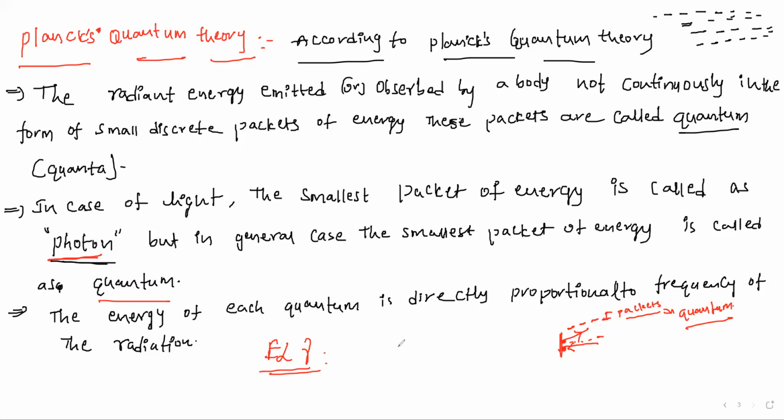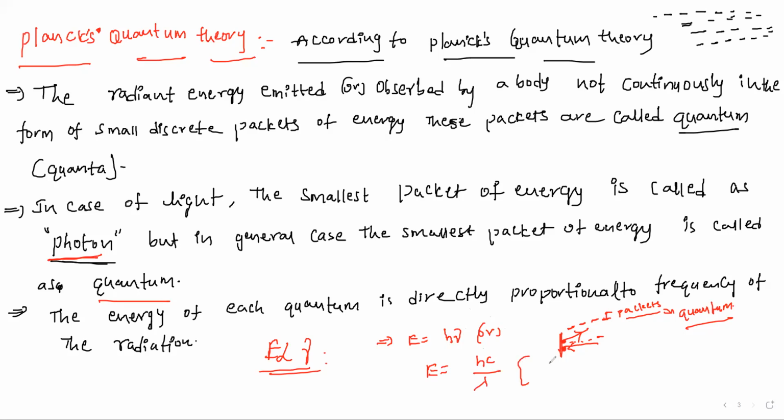Now continuously write down. Energy is directly proportional to frequency of radiation. E is directly proportional to nu, that is E equals h nu. Or E equals h c by lambda.